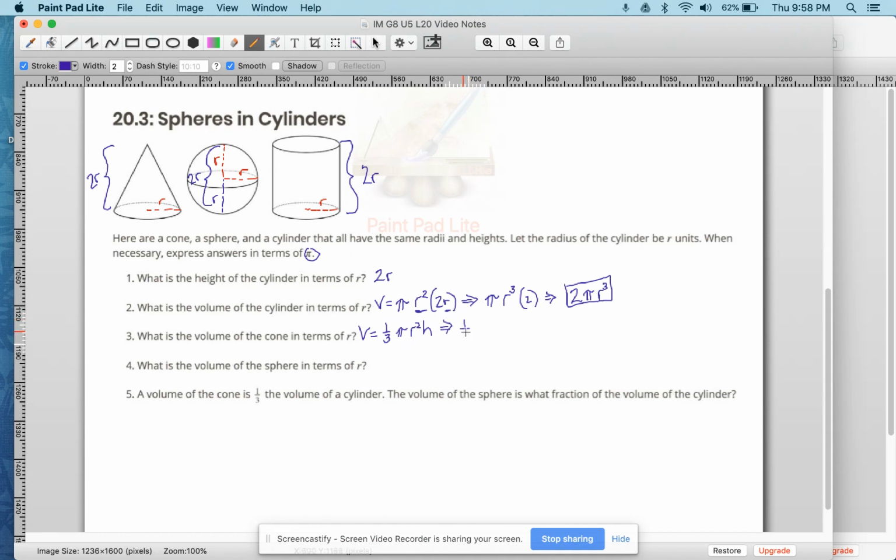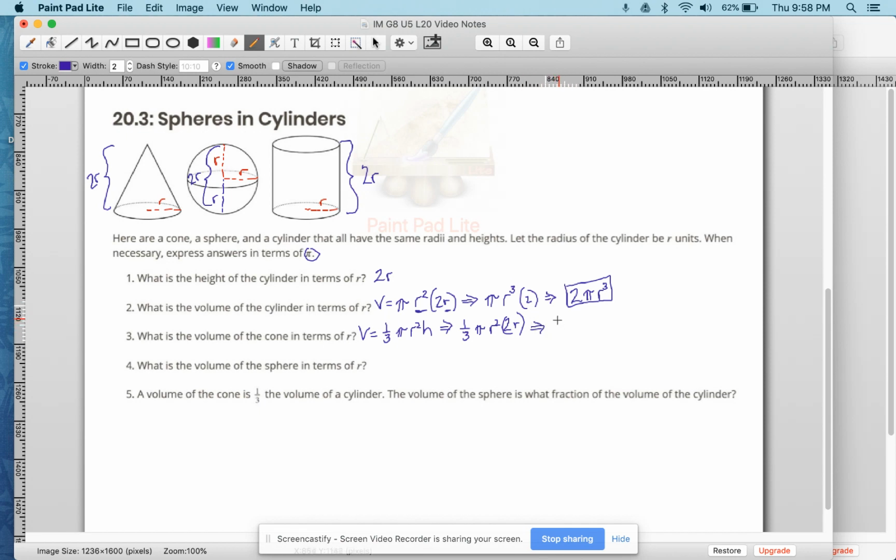Well, we know we need that 1/3 still. We know we need pi still. We know we need the radius squared. And then what is the height of our cone? Well, the height of the cone is 2r. So we're going to multiply that by 2r again. So let's start simplifying this.